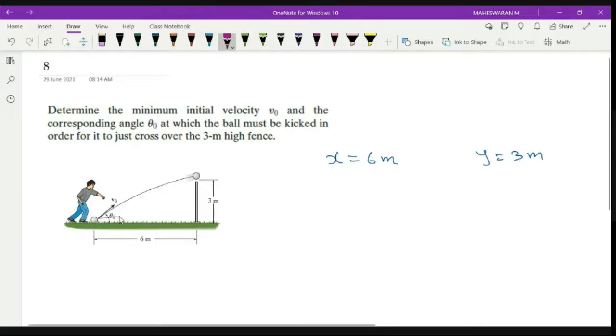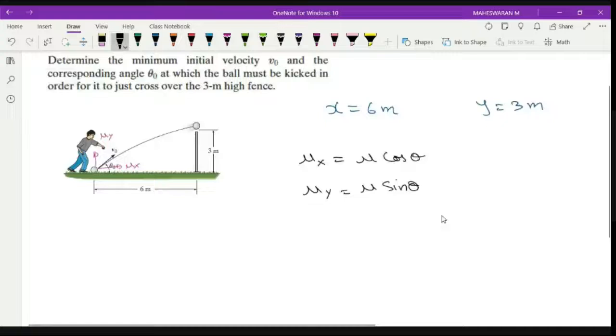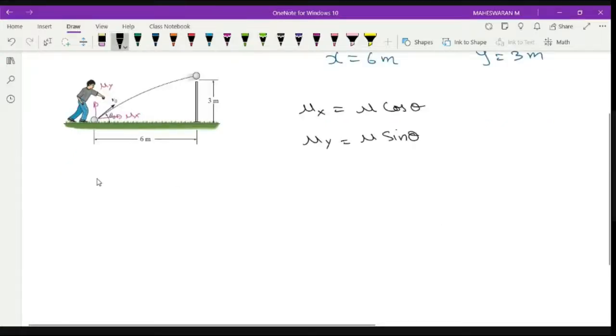So now I can resolve this. I will get Ux and I will get Uy. Same procedure, there is no difference. Let me go for Ux. Ux is u cos theta. We call this v naught, but I am calling it u. So Ux is u cos theta, and Uy is u sin theta. Let us identify for horizontal.